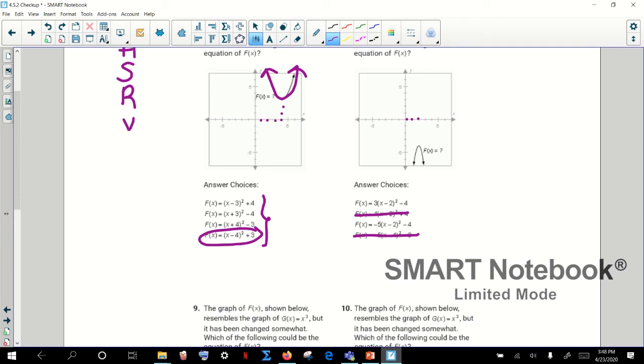And then it looks like we had a reflection down. Which one has a reflection? This one, because of that negative out front. So I know it has to be that, and then that -4 means we went down 4. Perfect.